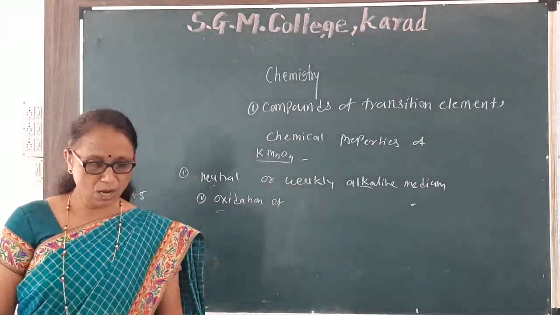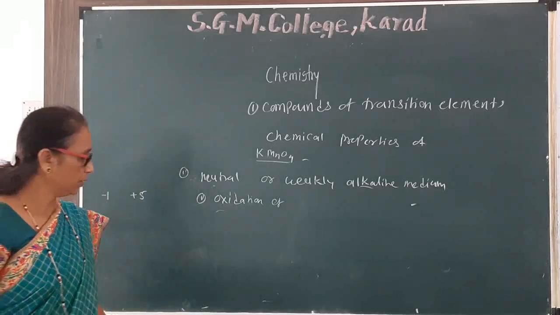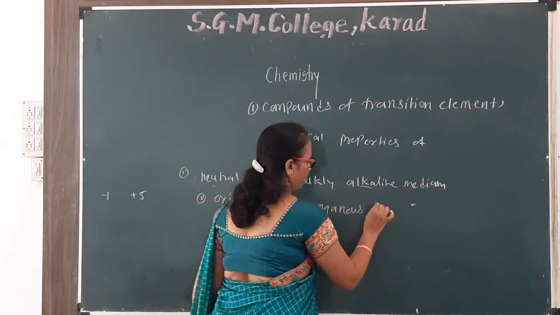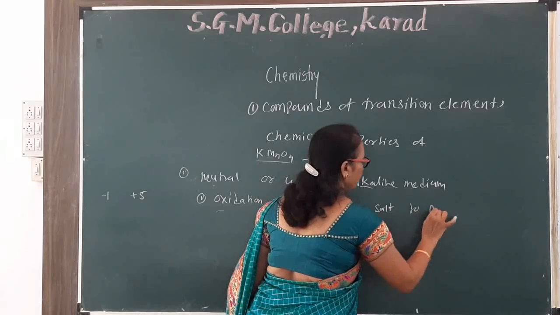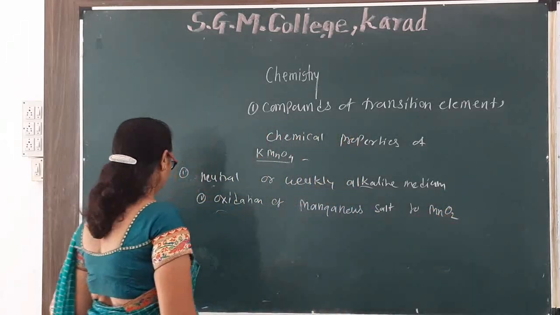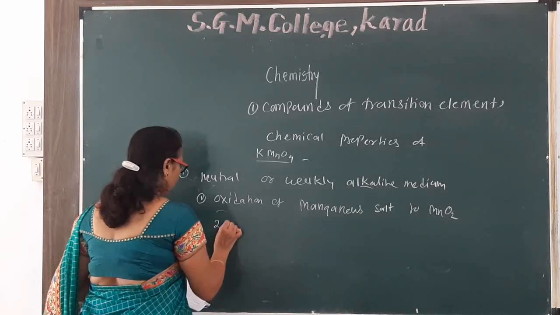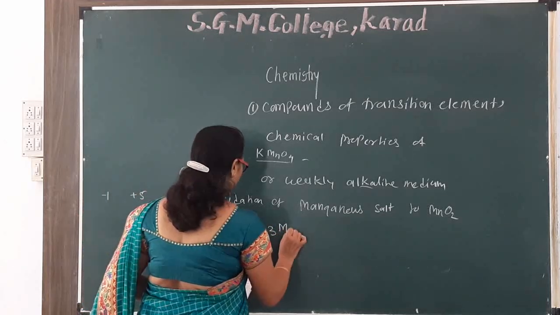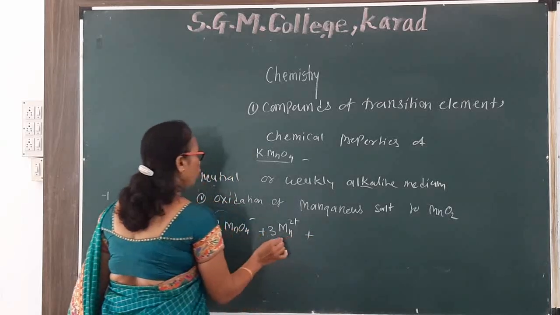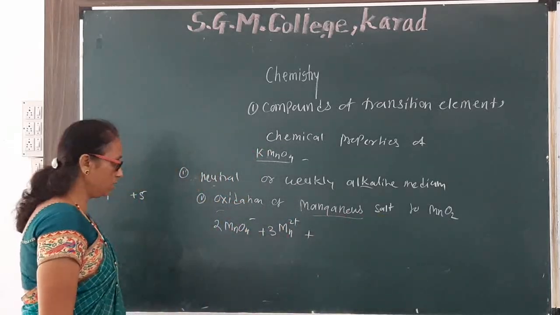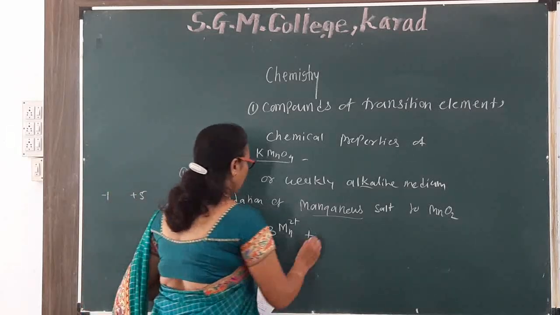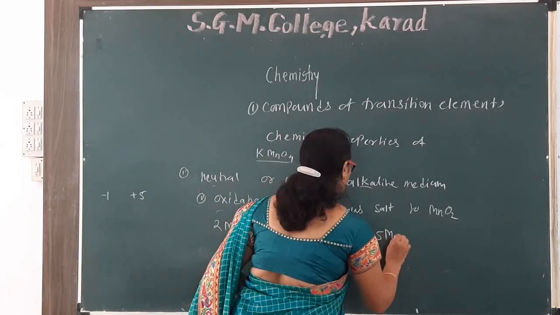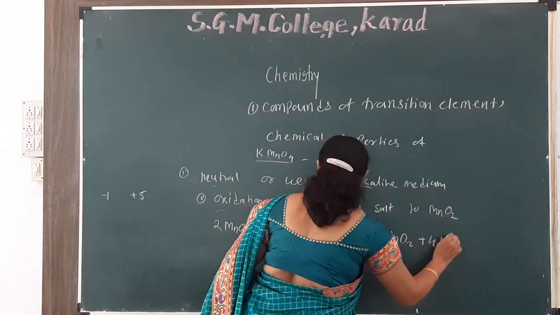And the last one is the oxidation of manganese salt to MnO2. 2MnO4 minus, permanganate ion, plus 3Mn2 plus from the manganese salt, plus 2H2O, gives 5MnO2 plus 4H plus.